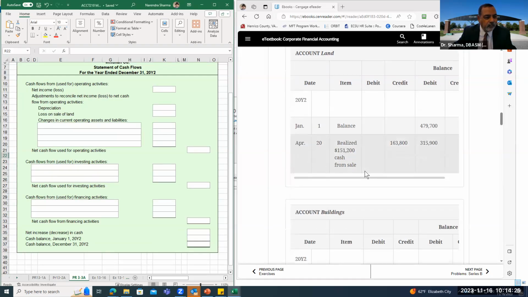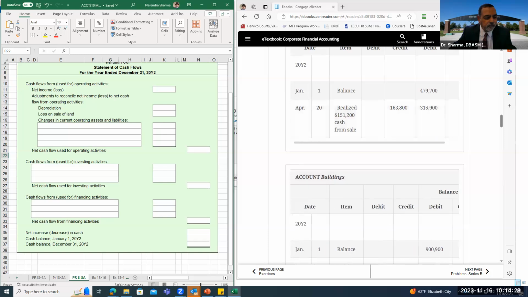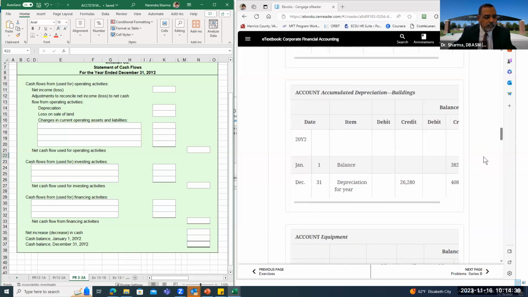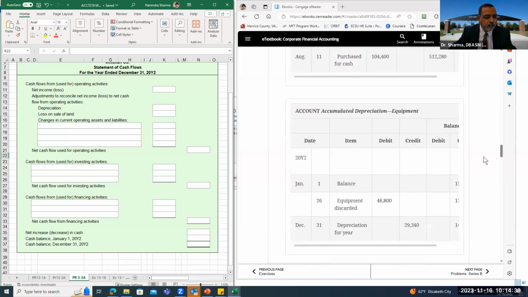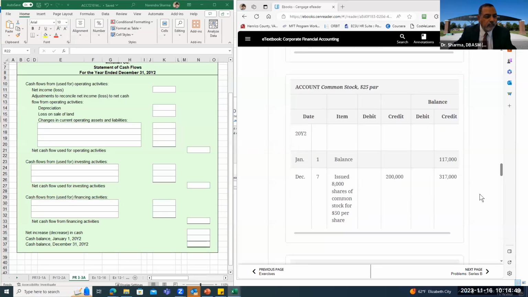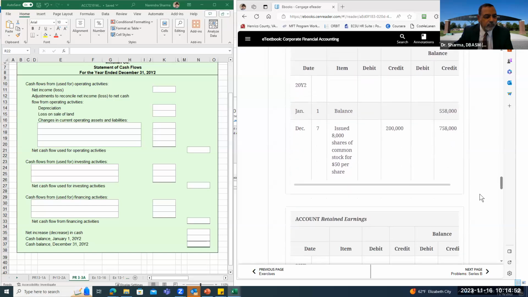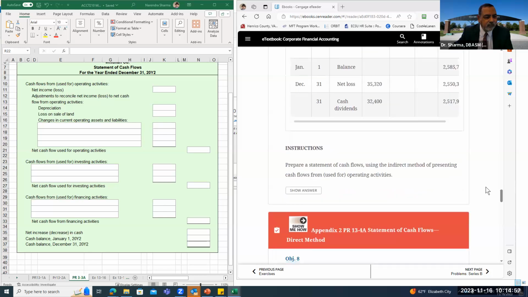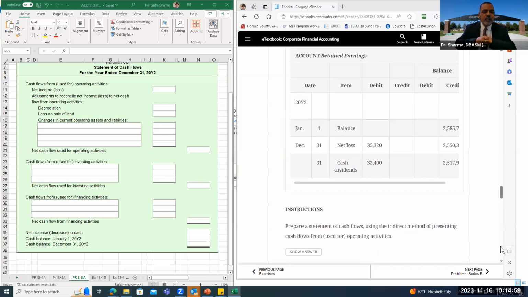See here the land account, building account, and then accumulated depreciation account, equipment account, accumulated depreciation, equipment account, bonds payable account, and all those accounts are given to you. Then common stock account, paid in capital excess account, and then retained earnings account. That is all, prepared statement. So in this case, what we are given is the accounts.